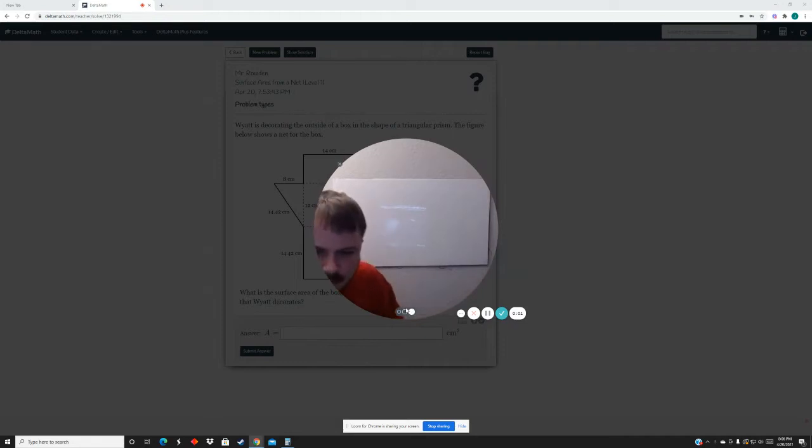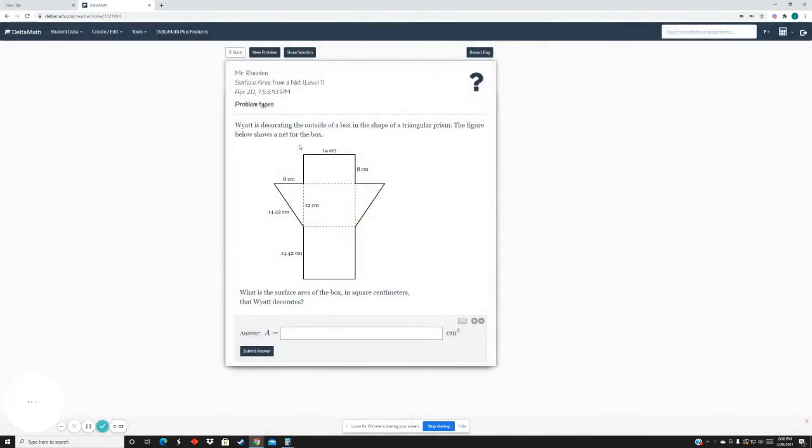All right, hello everyone. We're going to look at a Delta Math assignment. The assignment is called Surface Area from a Net. What we're going to be doing here is taking an object that was originally a three-dimensional object. For this one, I want you to imagine these two triangles were folded straight up.